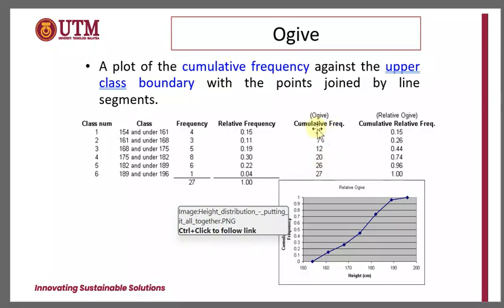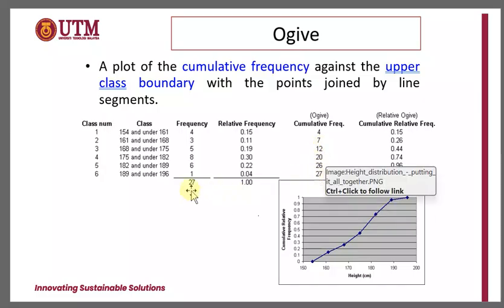We said that the first cumulative frequency will be the first frequency. The first frequency is 4, so you put 4 here. After that, the second cumulative frequency will be 4 plus the second frequency, which is 3, so 4 plus 3 equals 7. For the third, the second cumulative frequency, which is 7, plus the third frequency, which is 5. 7 plus 5 equals 12, and so on. The last one must be equal to the total number of frequencies, which is 27.